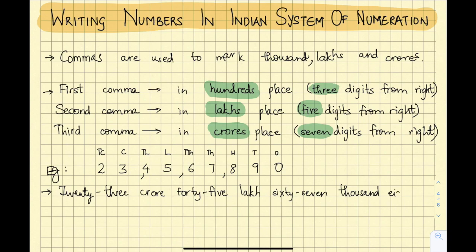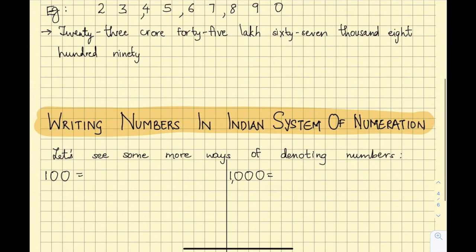So you write 800 because in the hundred place you have 8. And then in the 10 place you have 9. So 9 tens is 90. This is how you denote numbers in the Indian system of numeration. So after 3, okay. Now we proceed further.